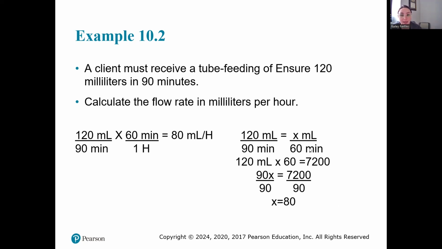These have to be on the same side. So milliliters, milliliters, minutes, minutes. So I know my milliliters, I know my minutes. That's my order. Okay. Now I don't know how many milliliters need to be in 1 hour or 60 minutes.